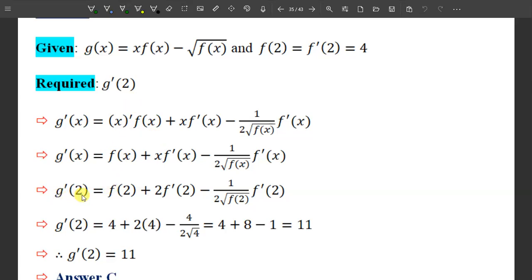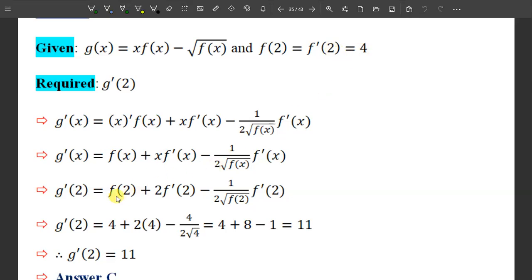We will get g prime of 2 is equal to f of 2, plus, here in place of x, replace x by 2, 2 times f prime of 2, minus 1 over 2 square root of f of 2 multiplied by, again, f prime of 2. Now, as it was given in the question, the value of f at 2 is equal to 4, and the value of f prime at 2 is also equal to 4.